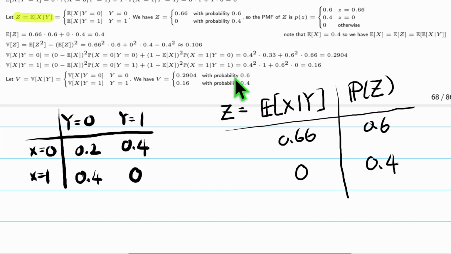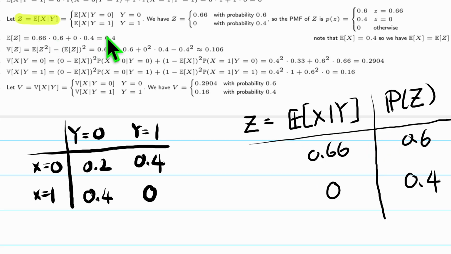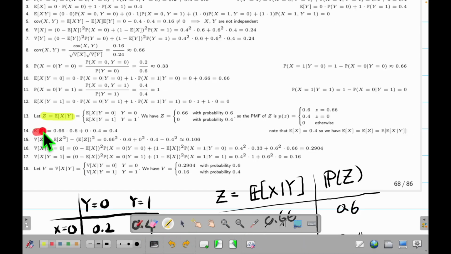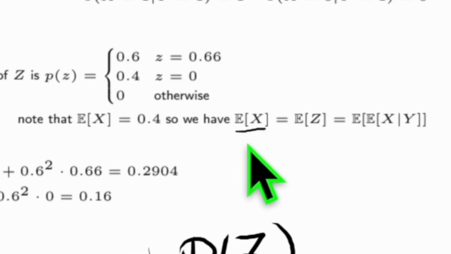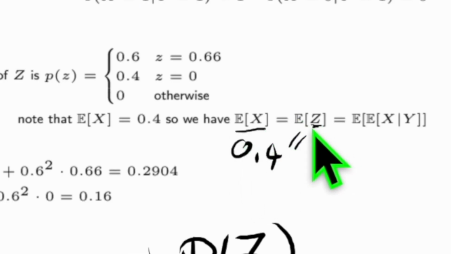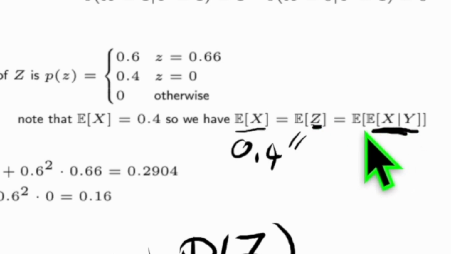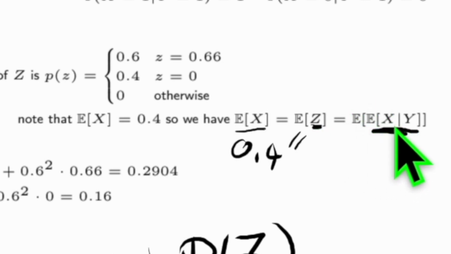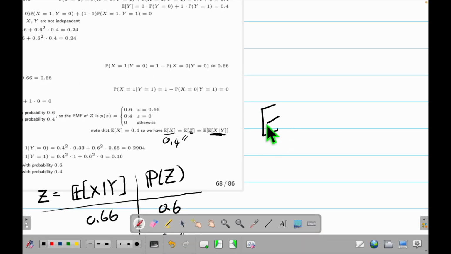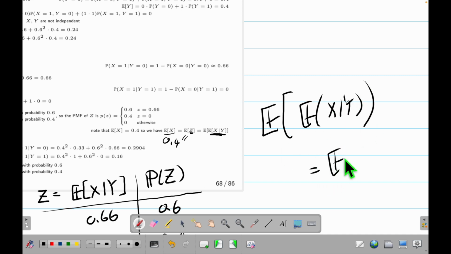With this in mind, we can now compute the expectation of z and the variance of z. So the expectation of z is very simple. This number times this number plus this number times this number. It will be 0.66 times 0.6, which is 0.4. And here is an interesting thing. We have E[z] equal to 0.4. Notice that E[x] is also 0.4. So that means the expected value of the expected value of x given y is 0.4. This is actually a formula in expectation. We won't go too deep into this, but I'm just showing that this is true.